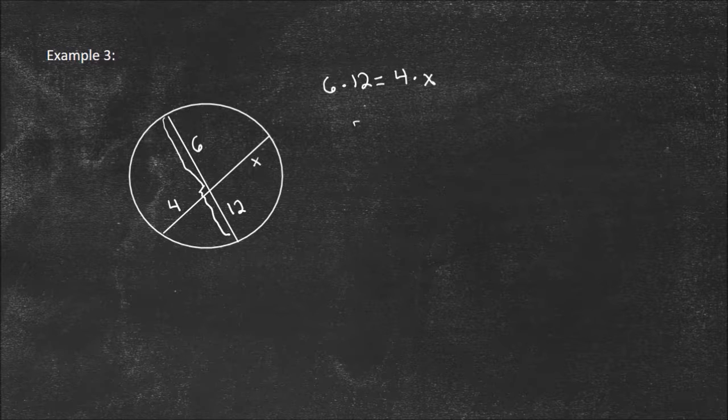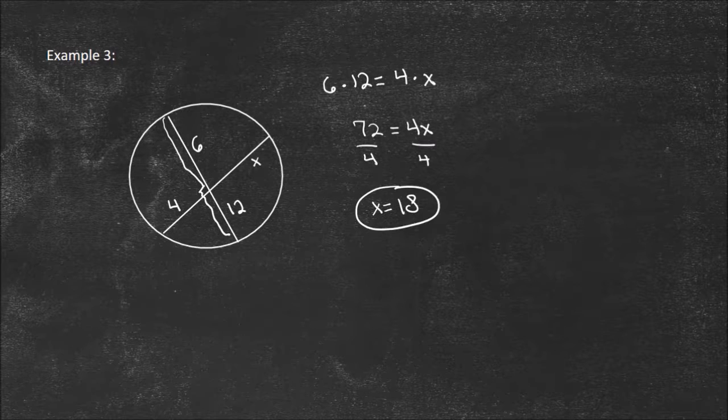So 6 times 12 is 72, which equals 4x. Divide both sides by 4. 72 divided by 4, that should be 18, I believe. So x equals 18. And that would be the length of that part of the chord.